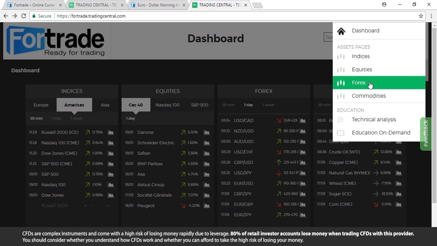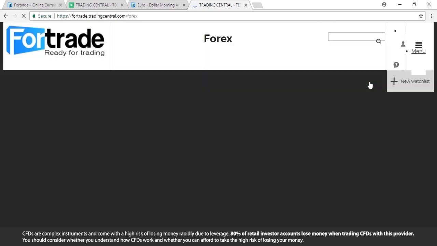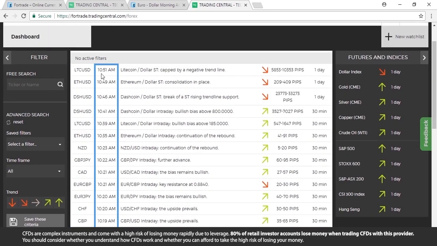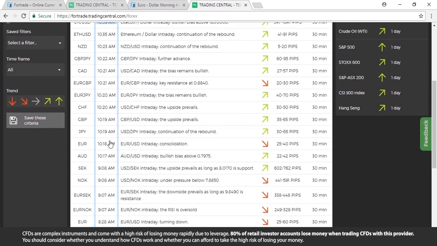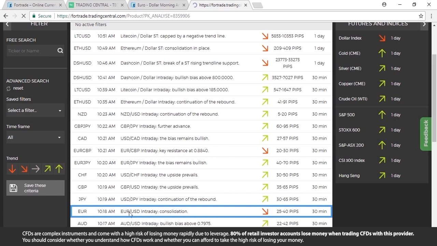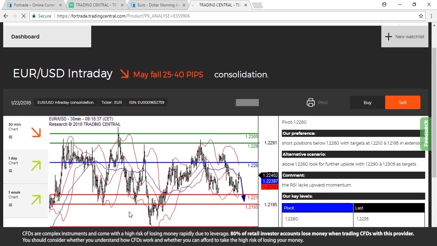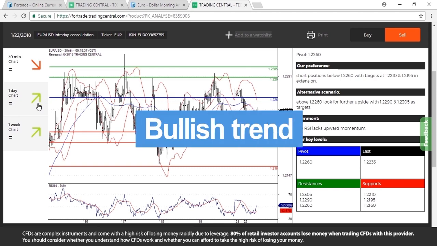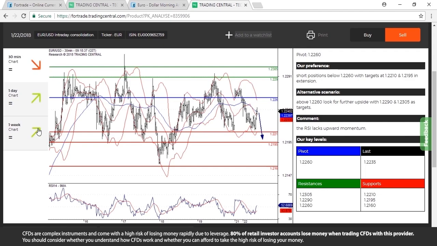Since we are looking at the euro-dollar, we will choose Forex. On the left hand side, you have currency pairs. The time is set to GMT. You can choose the currency pair you are interested in. For example, if we choose the euro-dollar, the daily signal is that the currency pair is in a bullish trend. The same is true for the weekly trend too.